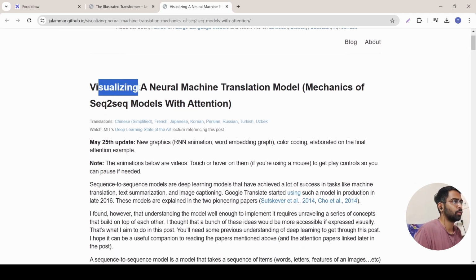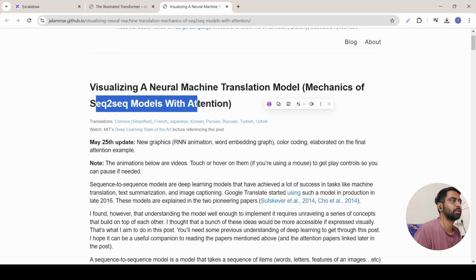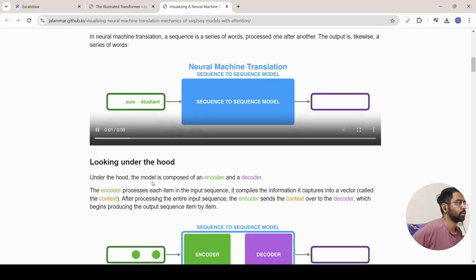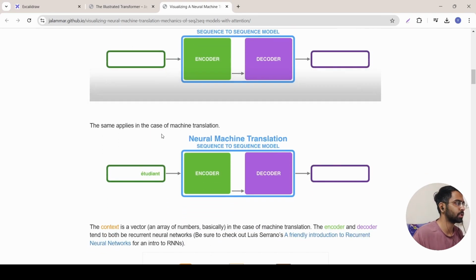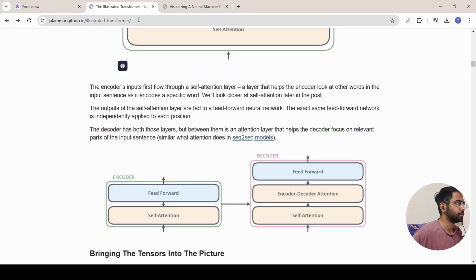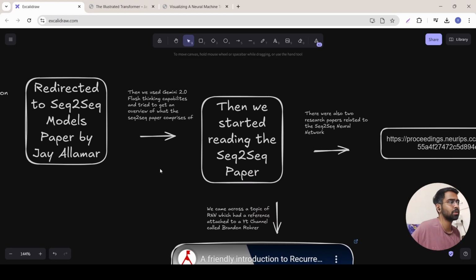Okay, so visualizing a neural machine translation model, mechanics of sequence to sequence models with attention. We went through this paper, and it had a reference. Here I used Gemini 2.0 Flash thinking capabilities and tried to get an overview of what the sequence to sequence paper comprises.